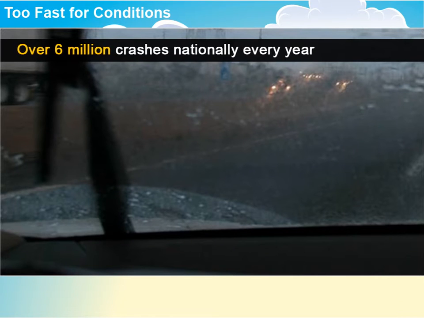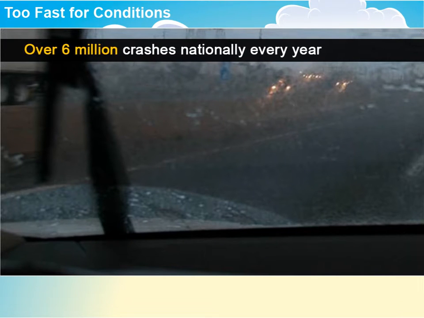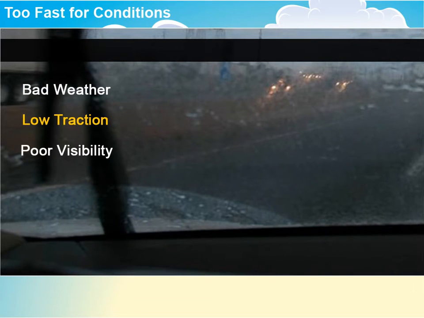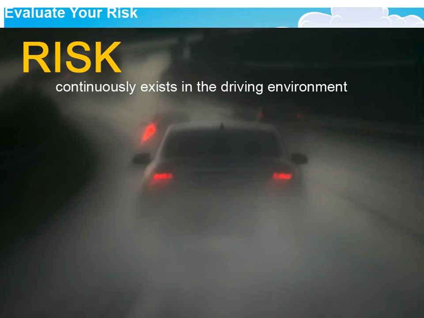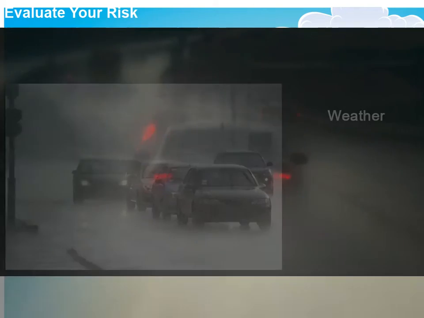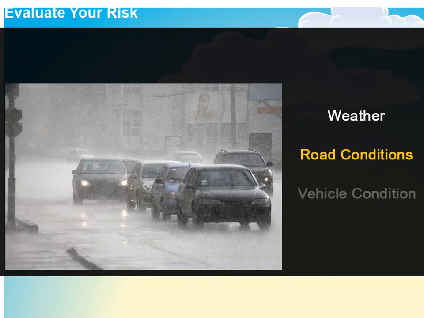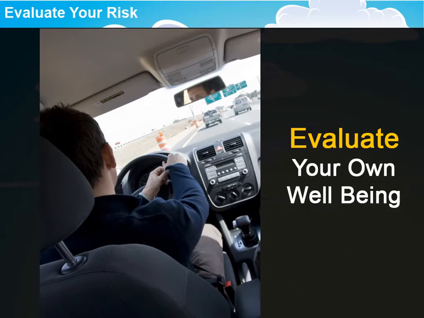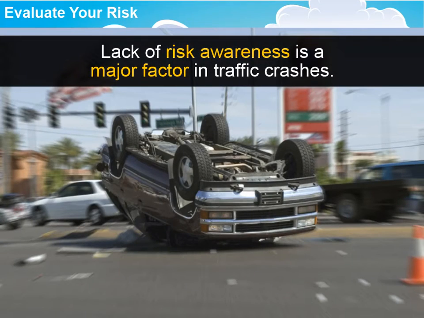Nationally, over 6 million crashes occur every year due to driving too fast in bad weather, low traction, and poor visibility conditions. Risk continuously exists in the driving environment. Recognize how your driving environment changes each time you get behind the wheel. Weather, road conditions, your vehicle, and other road users are unpredictable. Develop the habit of evaluating each of those risk factors, including your own well-being, every time you drive. Lack of risk awareness is a major factor in traffic crashes.